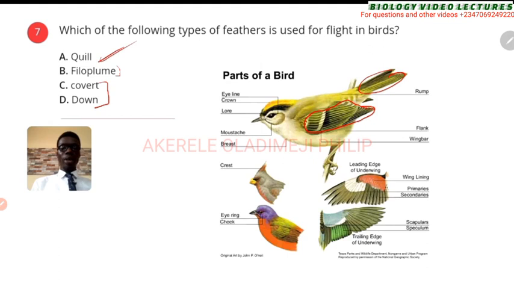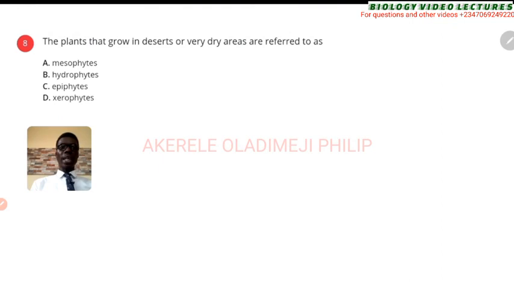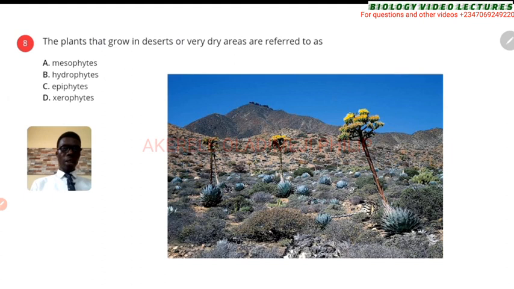The plants that grow in deserts or very dry areas are referred to as xerophytes. Hydrophytes grow in water habitats, like ponds and waterlogged areas, while mesophytes grow on a normal kind of soil. An epiphyte is just a plant that anchors on another plant. It's not a parasitic plant anyway. It just anchors on that plant for light and all of that. So this is an example of xerophytes here. These are found in sandy areas, so to say.